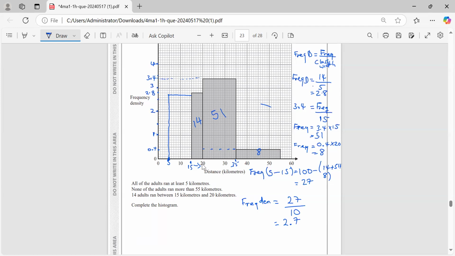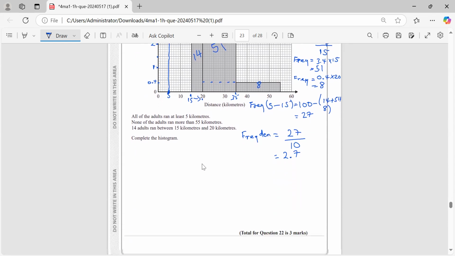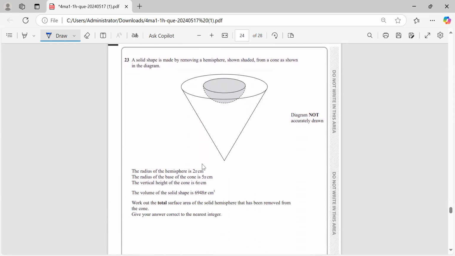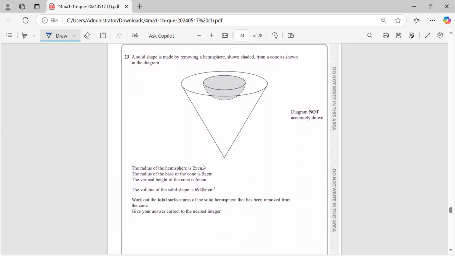All right. Okay, we move on to the next question, which is question number 23. So this is what we have on question number 23.